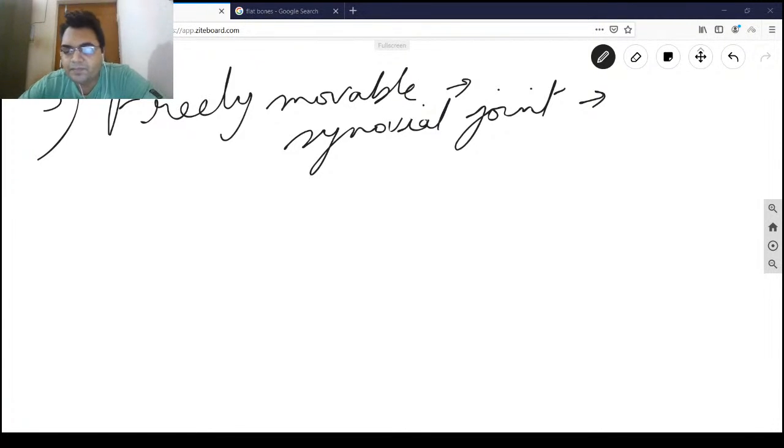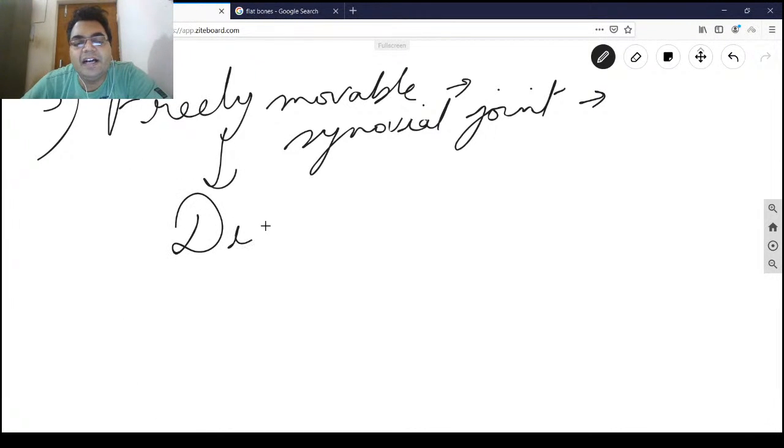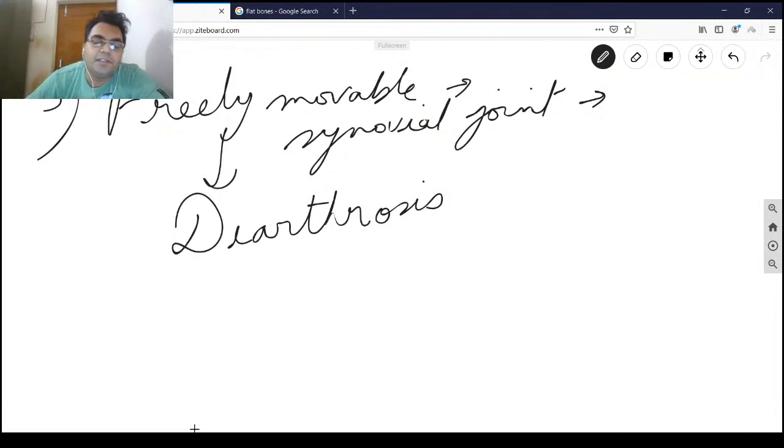Okay. So this joint is known as diarthrosis. Diarthrosis means completely through. So you have amphiarthrosis, you have synarthrosis, and you have diarthrosis. Syn means together, so it will never move. Synarthrosis, amphiarthrosis, and diarthrosis. Okay, so I'll give you some examples.